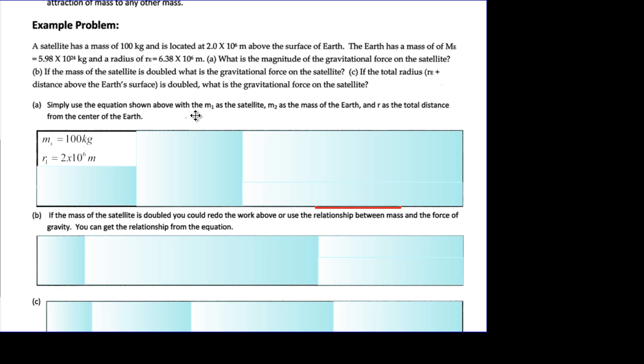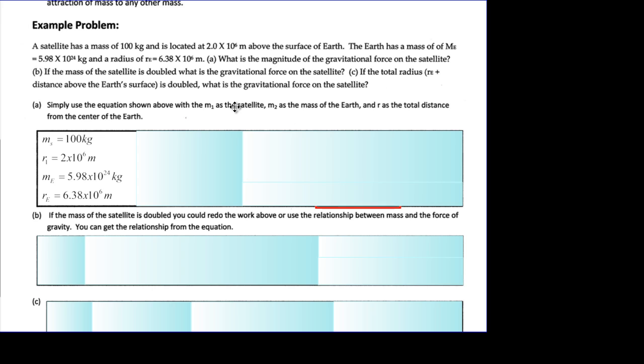So the Earth has a mass of me, 5.98 × 10²⁴ kilograms. So that's our other object, right? We have the mass of the satellite, we have the mass of the Earth. And this gives us here the radius of the Earth is 6.38 × 10⁶. So we're going to have to take that into account because the Earth is so big. We have to go to the center of the Earth. So we have 2 more givens there.